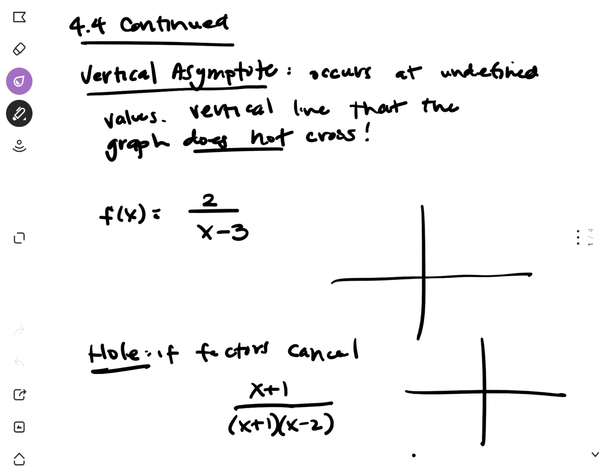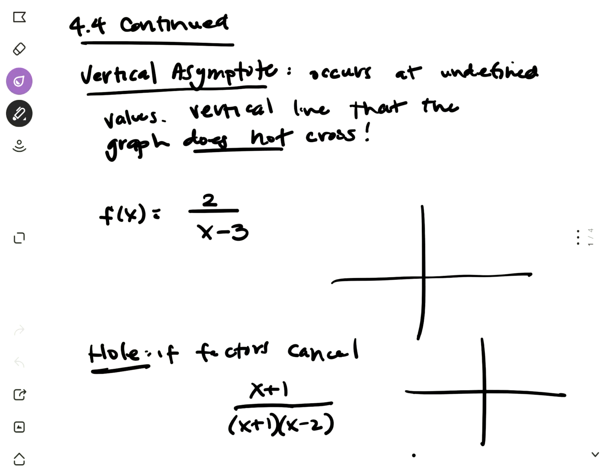Hey, welcome guys. Today we're doing 4.4 continued. So we're talking about properties of rational functions. We're looking at asymptotes today. The vertical asymptote occurs at undefined values for our function, so it has to do with our domain.